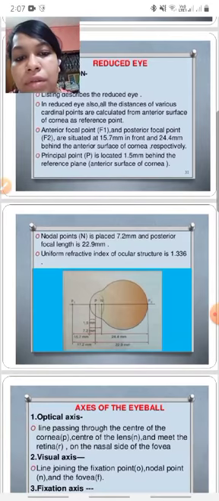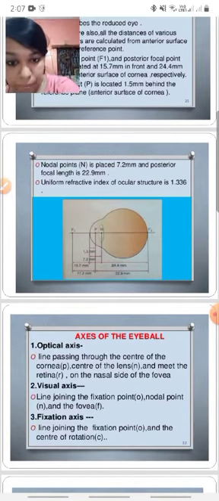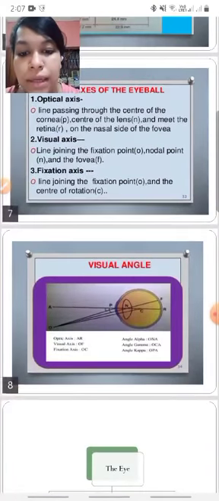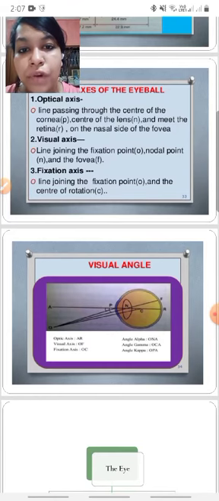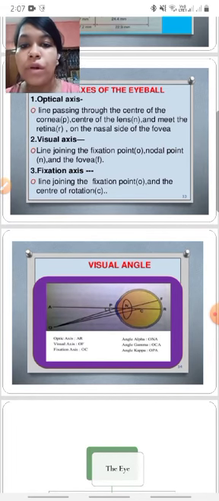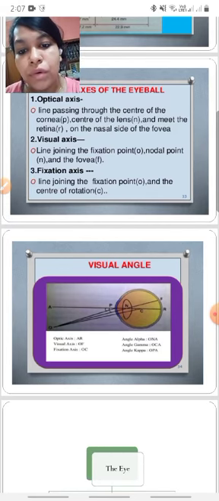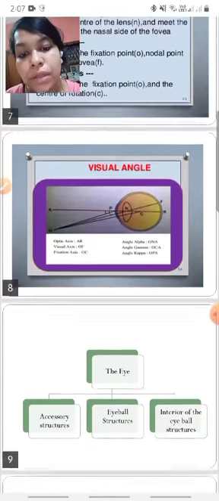Now next, coming to the axis of the eyeball, the optical axis is actually the line AR, which is passing from the center of the cornea through the center of the lens N, finally to the center of the retina R. But the most important is the visual axis, which passes from the fixation point O, where the object of interest lies, and the nodal point of the lens N, and finally the fovea, which is the main seeing portion of the eye. Now the fixation axis is the line joining the fixation point and the center of rotation.